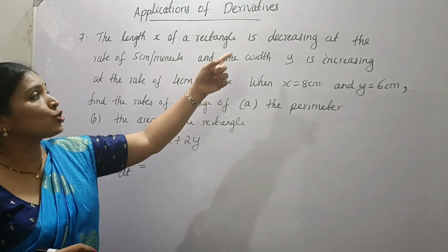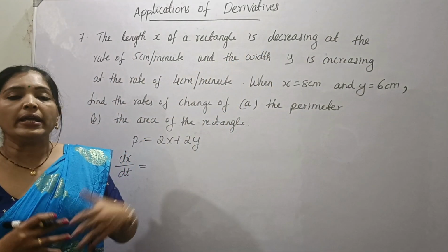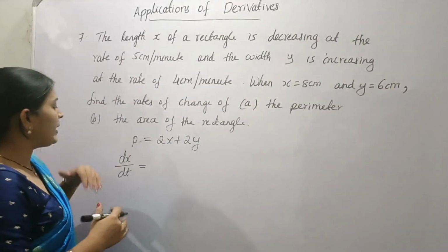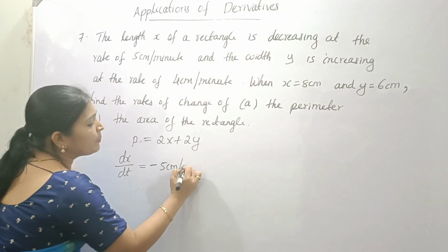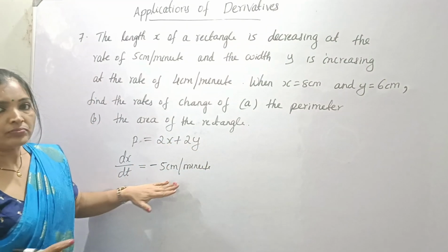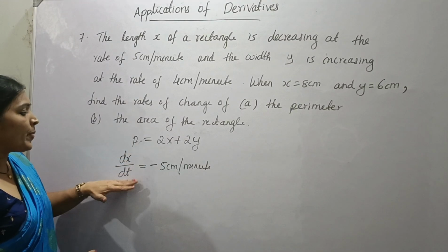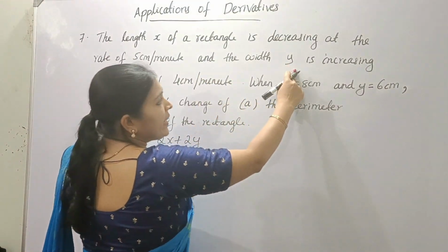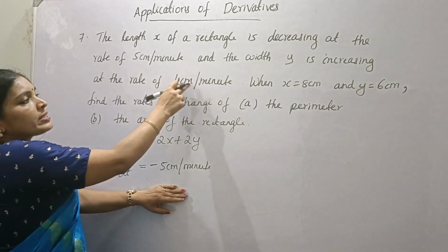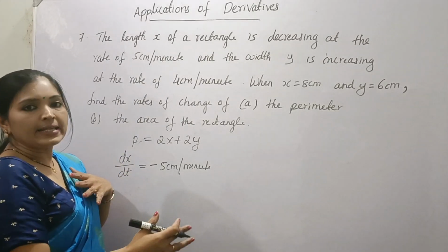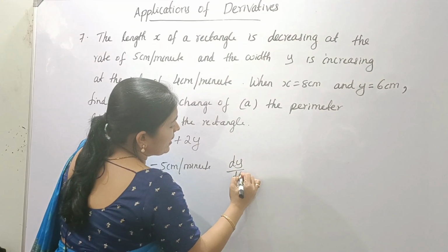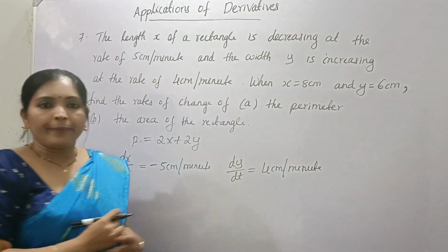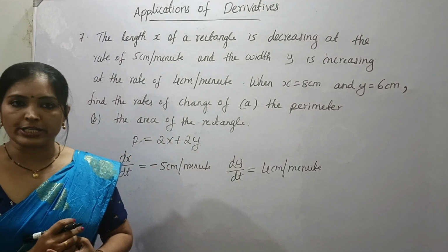Here you should be careful. It is decreasing at the rate of 5 centimeter per minute. Decreasing means dx by dt is minus 5 centimeter per minute. Therefore, dx by dt is equal to minus 5 centimeter per minute. Next, the width y is increasing at the rate of 4 centimeter per minute. So when it is increasing, dy by dt is equal to 4 centimeter per minute. dx by dt and dy by dt are given.